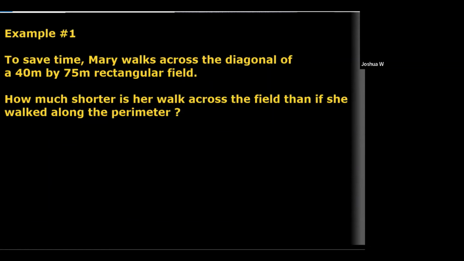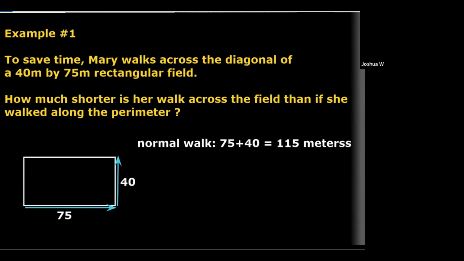For example 1, to save time, Mary walks across the diagonal of a 40 by 75 rectangular field. How much shorter is her walk across the field than if she walked along the perimeter? Well, her normal walk around the rectangular field would be 75 meters plus 40 meters to get around the field, which is a total of 115 meters.